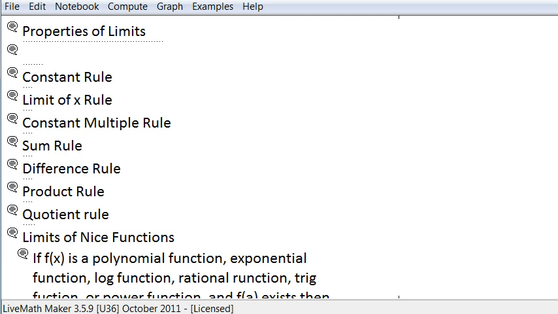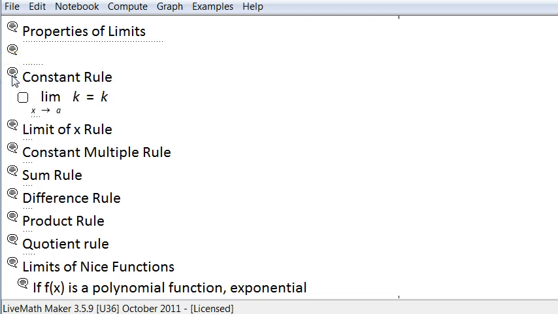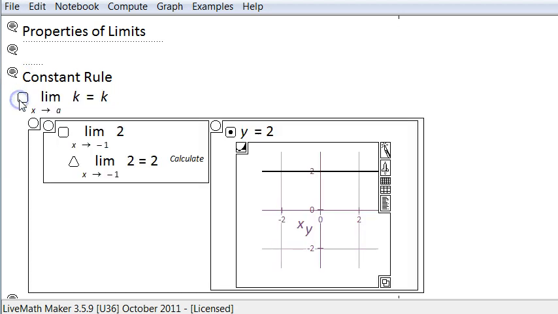A lot of these rules seem pretty straightforward. We'll be able to prove them once we have a strict definition, and that won't happen for a little bit yet in calculus. So here we go. Here's some of the rules. Pretty straightforward, I think. The limit as x goes to a of a constant k is the constant. I mean, take a look at the graph, right?